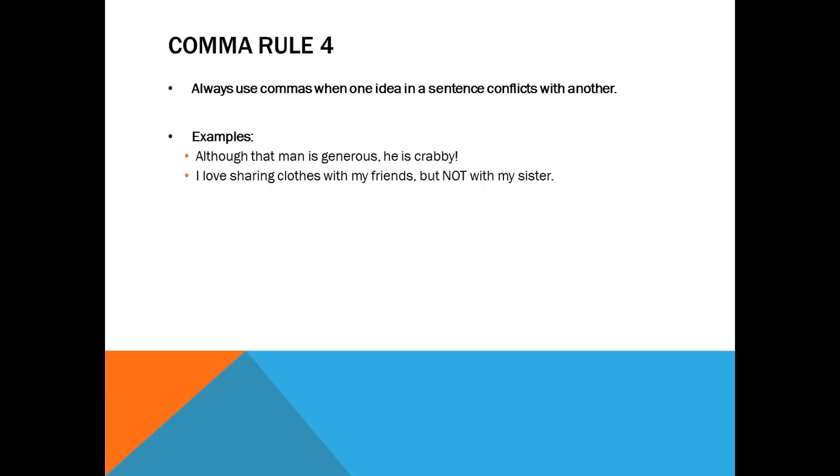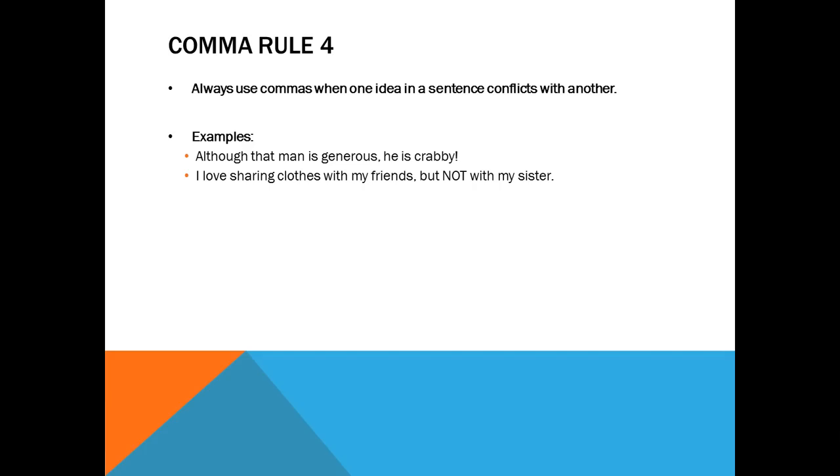All right, so comma rule 4. Always use commas when one idea in a sentence conflicts with another. So I'll give you some examples here. Although that man is generous, he is crabby. So we're saying 2 different things in that sentence. Although he is blank, he is also blank. If you're going to conflict ideas, a comma gives the reader a little mental pause to be able to reconcile the 2 differences there.